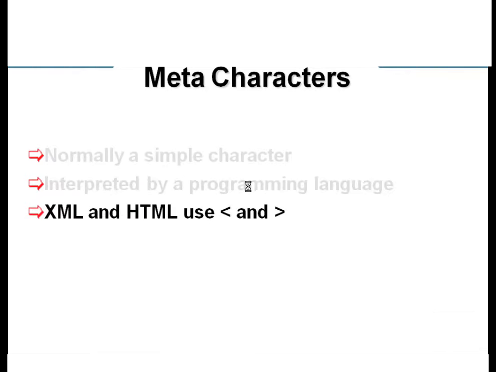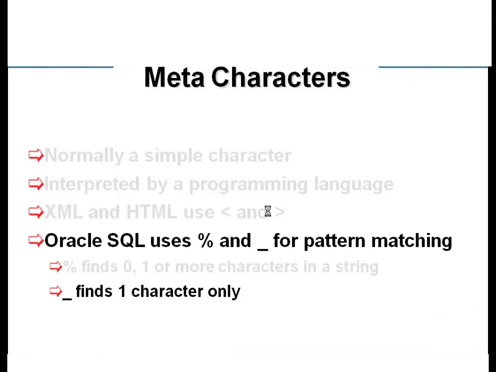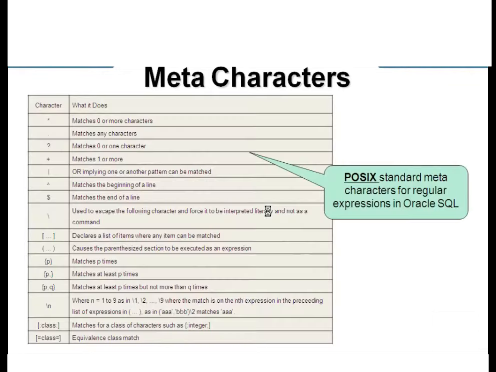A very simple example is the use in XML and HTML of the less than and greater than characters. And in Oracle SQL, as we've seen in the past course and earlier on in this course, we use the percentage and the underscore characters for pattern matches in the LIKE operator to match strings, where percentage finds 0, 1 or more characters in a string, and an underscore finds a single character only in a specific position in a string. And what is all this? Well, this is what is known as the POSIX standard meta characters for regular expressions in Oracle SQL.